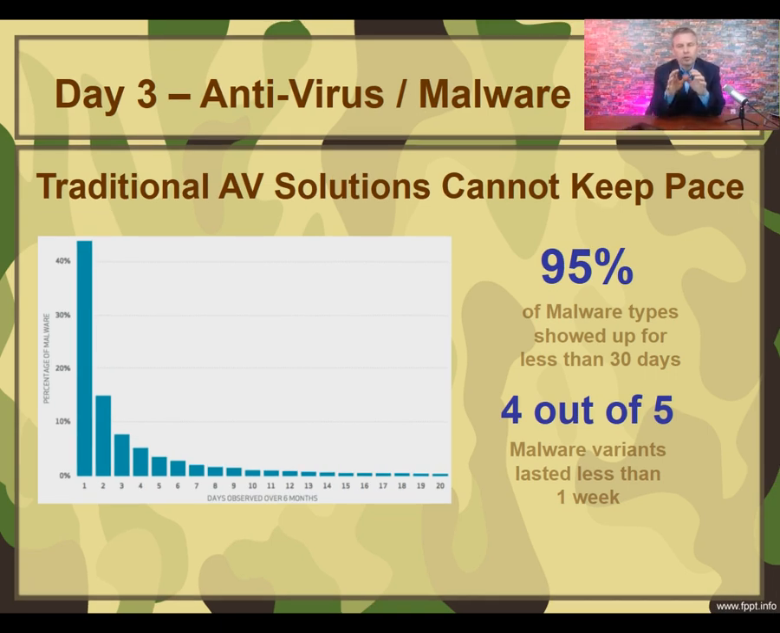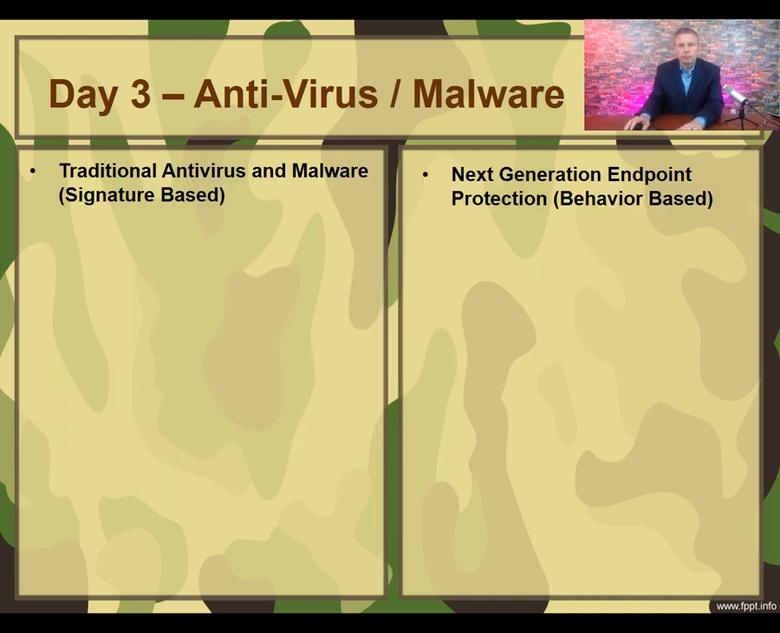4 out of 5 of those viruses only lasted a week, so you've got to be careful and make sure you have something that's real time, looking for a behavioral based attack and able to stop that attack. What is the difference between what I talk about as traditional signature-based antivirus programs and what I refer to as a next generation product? It's behavioral-based. And let me explain what that is.